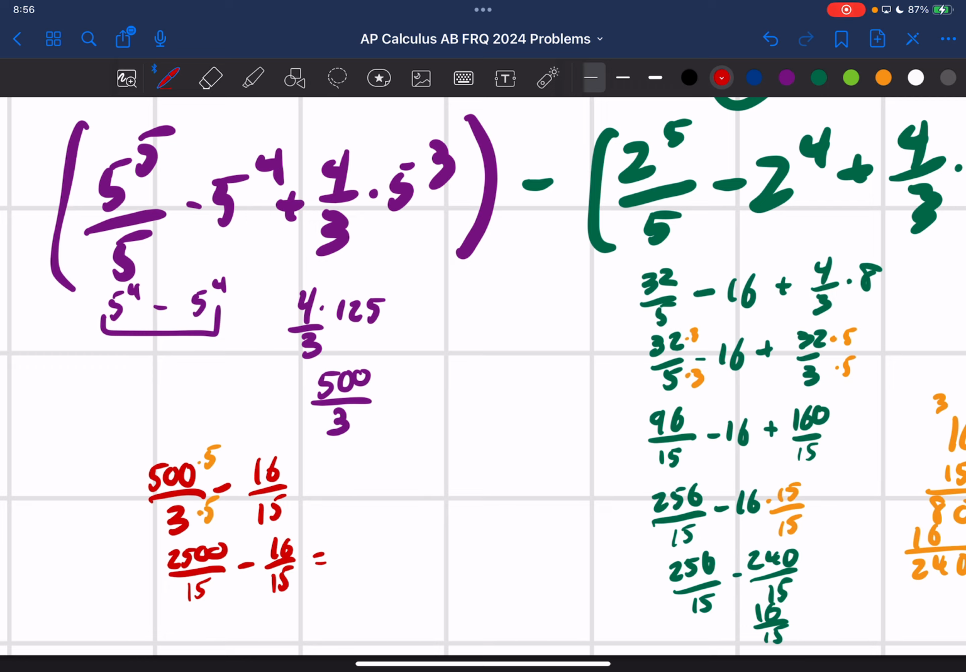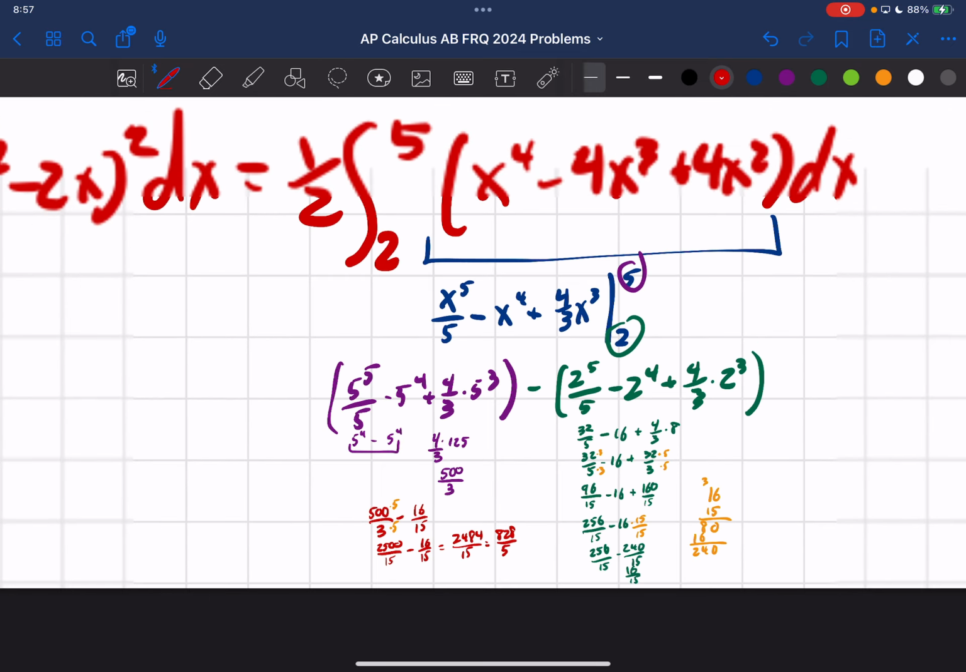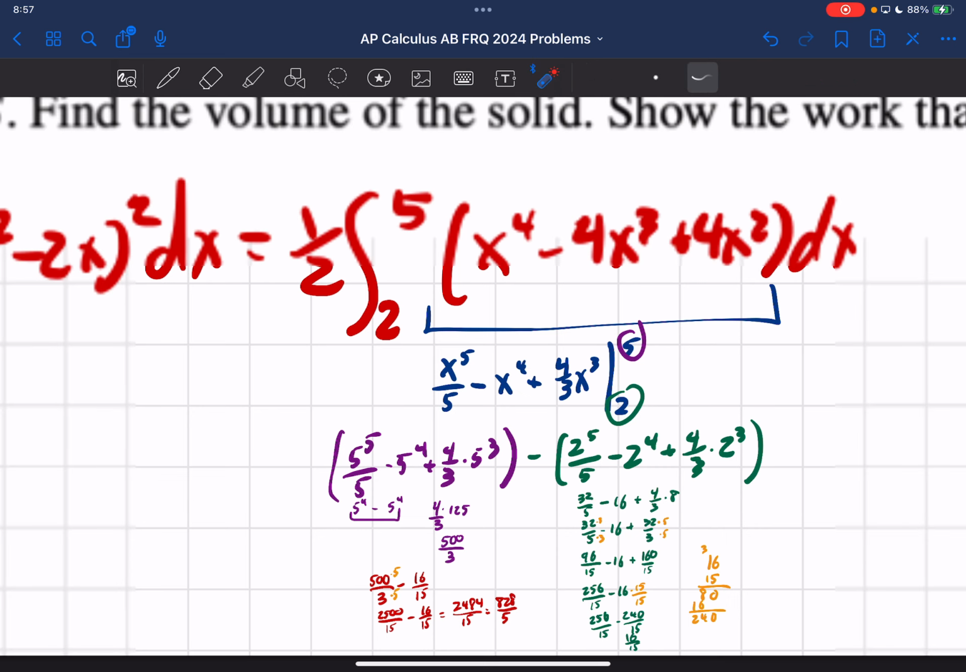And that gives us 2484 over 15. Now, one thing to notice, it doesn't end in a 5, so it's not divisible by 5. But if you add up 2, 4, 8, and 4, well, 2 and 4 make 6, plus 8 is 14, plus 4 more is 18. 18 is divisible by 3. So that means we can cancel a 3 out of this. And when we do, we get 828 all over 5.